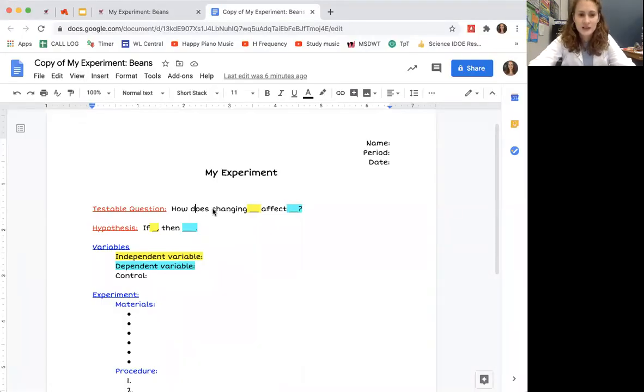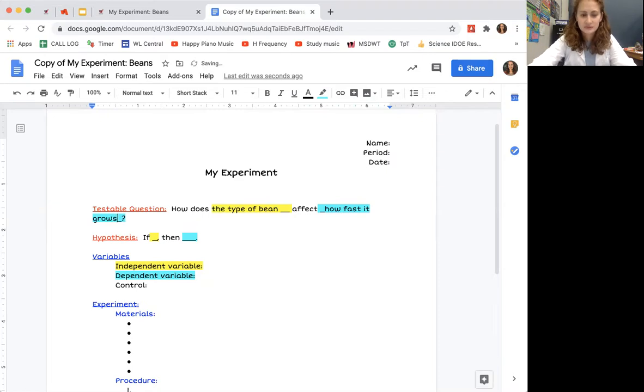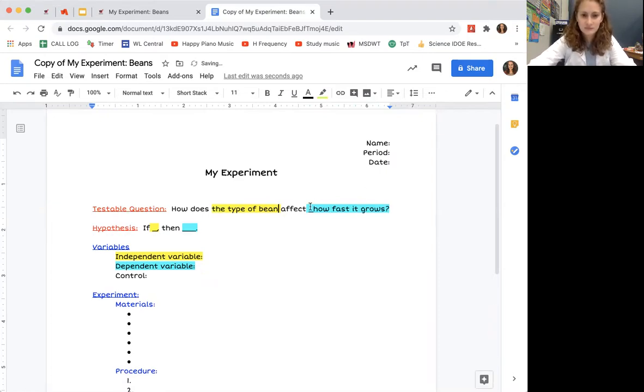So I'm going to say, how does the type of bean affect how fast it grows. I'm going to make sure it's highlighted in yellow because that will help us later. Go ahead and get rid of those extra lines.